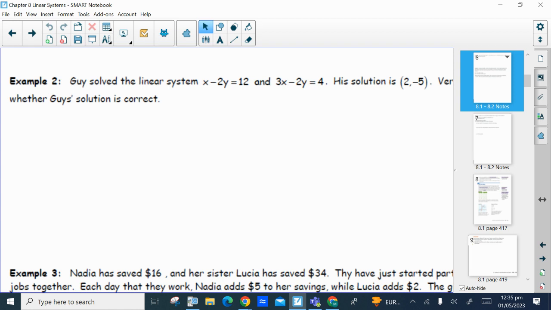Okay, so the solution is the point of intersection between the two lines. And so because of that, every point that's on a line is a point that satisfies the equation of that line. So if you have one point that is the solution where the two lines intersect, that one point will satisfy both equations. And so we would use that for example 2.